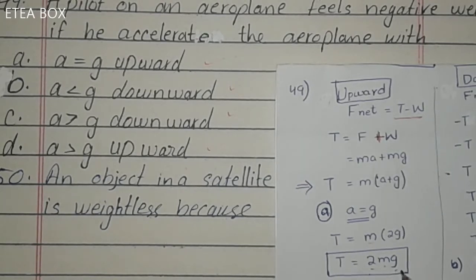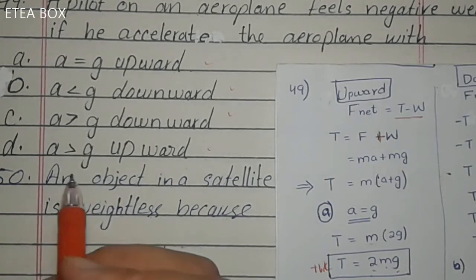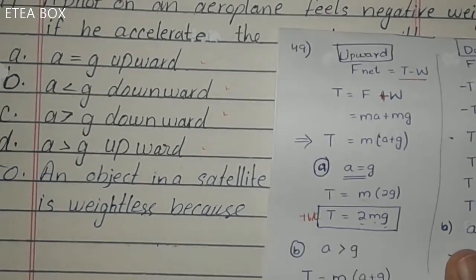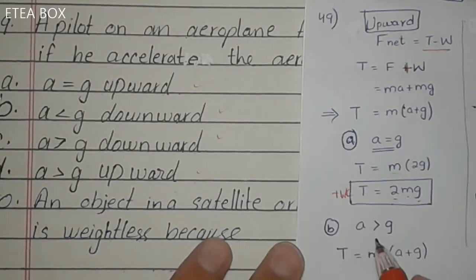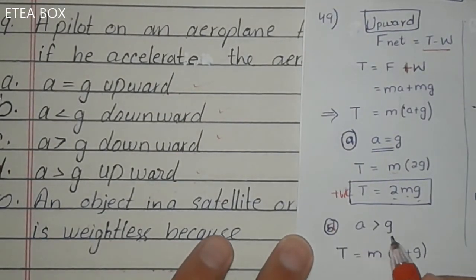So when we multiply these terms, the apparent weight will get positive. We will get positive apparent weight. Now look at option D for upward: a is greater than g. Now put it here. Now look at option D, when a is greater than g.